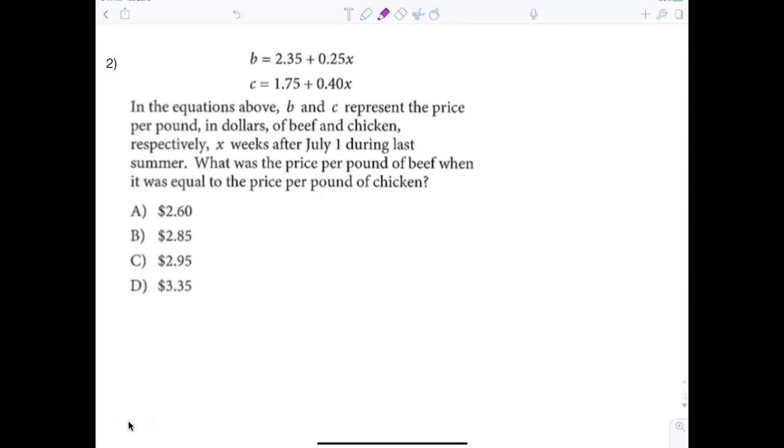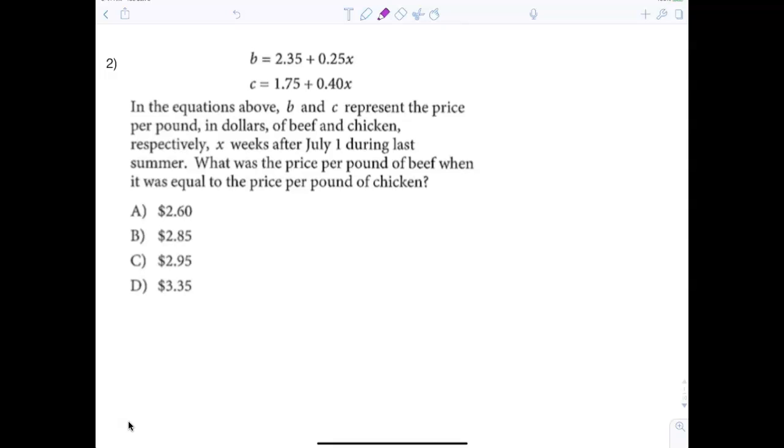Now, this one's annoying just simply because there's decimals. But because we have calculators, it's not really that big of a deal. However, we don't really need a calculator right now. Look up. It says in the equation above, B and C represent the price per pound in dollars of beef and chicken, respectively, x weeks after July 1st during last summer. What was the price per pound of beef when it was equal to the price per pound of chicken? So I want to know, when was the price equal?